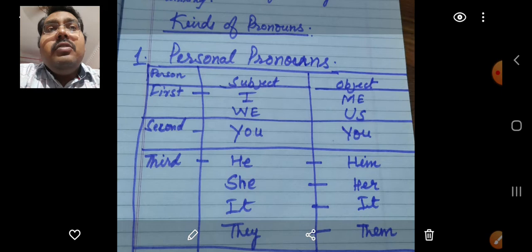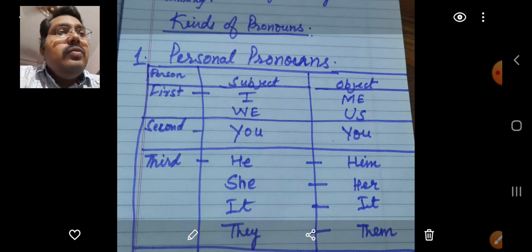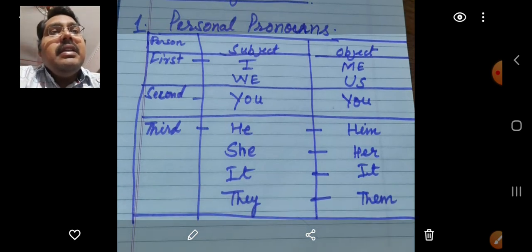After that, I told you about the kinds of pronouns. The first one I told you about was personal pronouns, in which I told you there are three persons: first person, second person, and third person. First person subjects were I and we, second person subject was you, and third person subjects were he, she, it, and they. These are a must to keep in mind. You must know that these are the first person pronouns, these are the second person pronouns, and these are the third person pronouns. Also, these are the subjects: I, we, you, he, she, it, they.